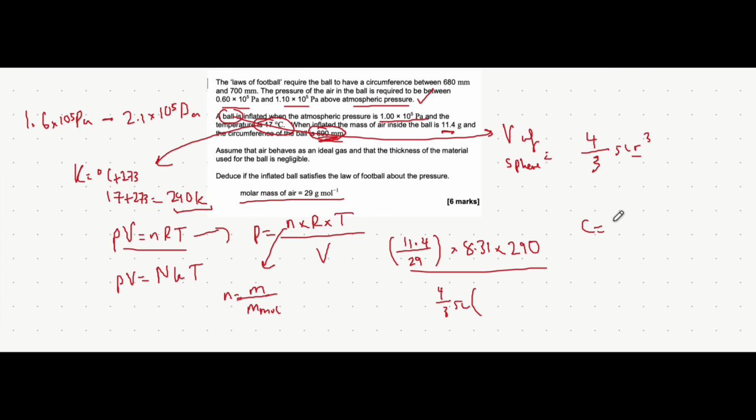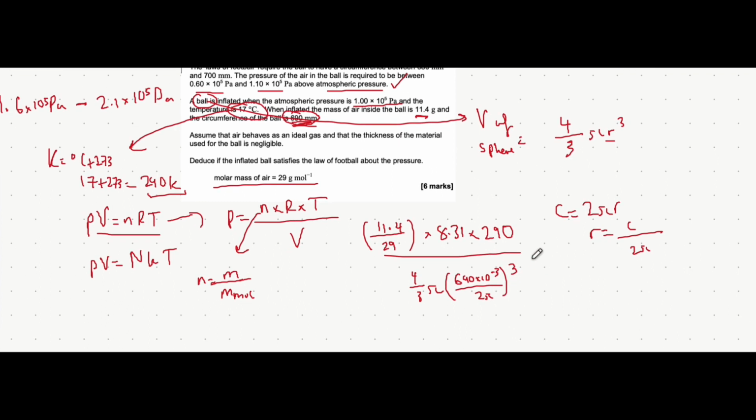Circumference is equal to pi times diameter, or 2 pi r, because the diameter is 2 times the radius, meaning the radius is just the circumference divided by 2 pi. So we can take the value of the circumference given to us, 690, multiply that by 10 to the minus 3 to turn into meters, and divide all of that by 2 pi. This will give us the radius, and then we can cube all of this.